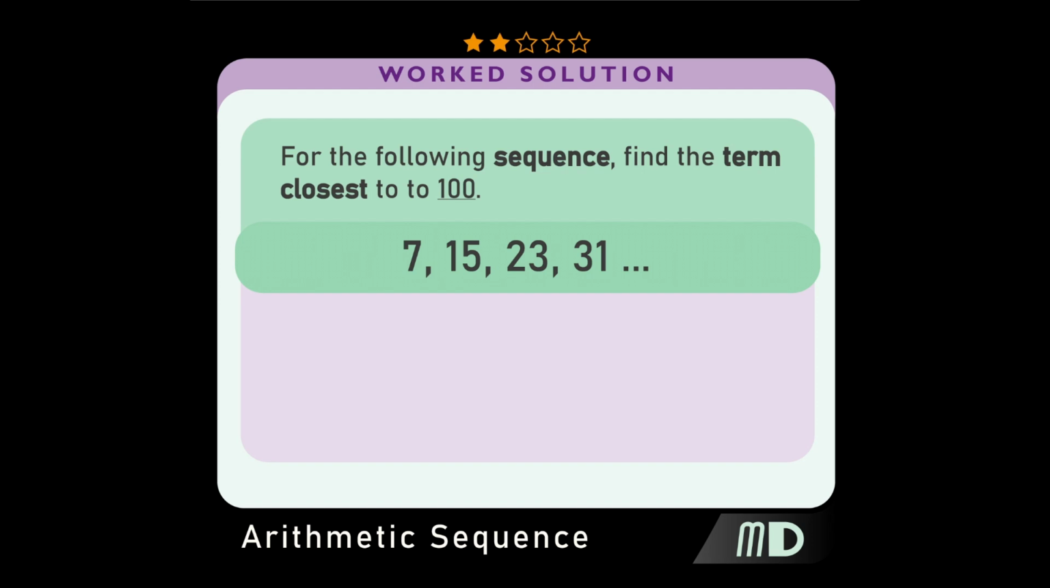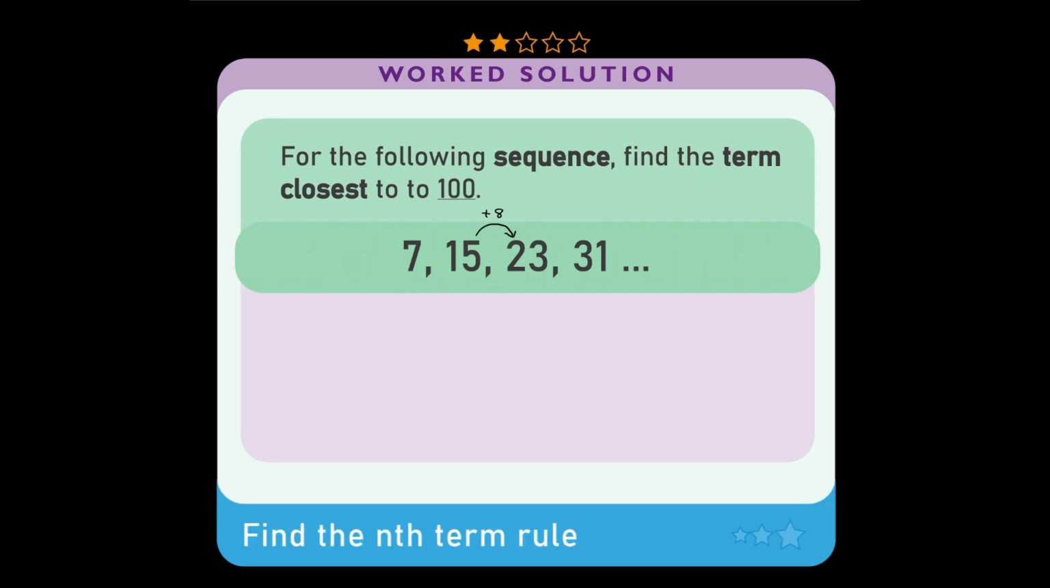We've been given the sequence beginning 7, 15, 23, and 31. The common difference for this sequence is 8, which means the nth term rule begins 8n. But the first term of this sequence is 7, not 8, which means we need to subtract 1. So the nth term rule for this sequence is 8n minus 1.